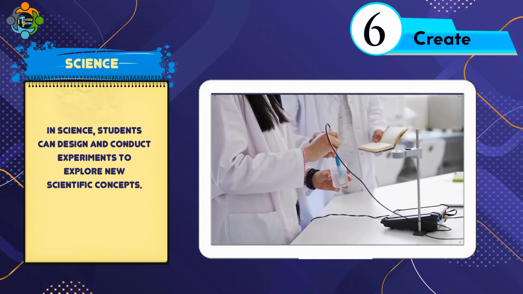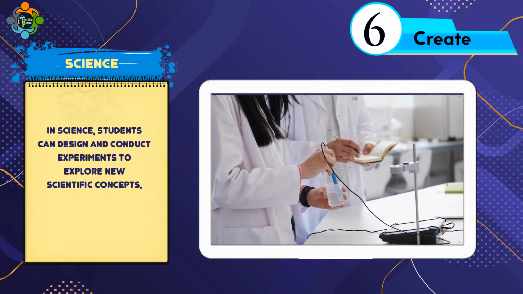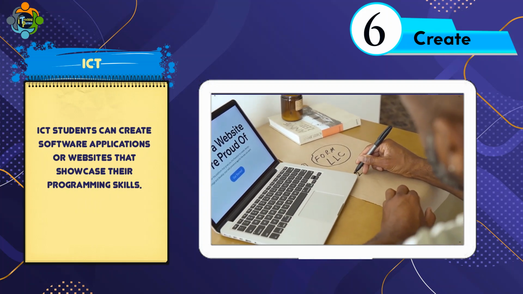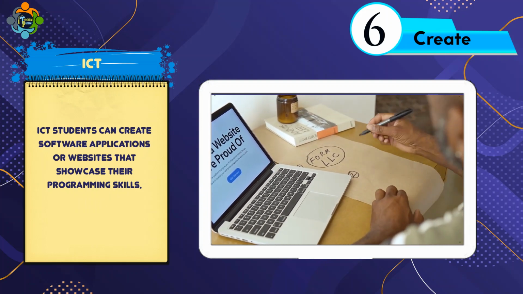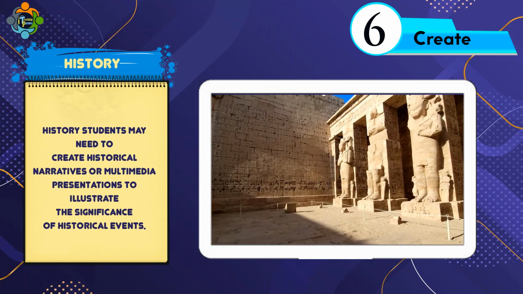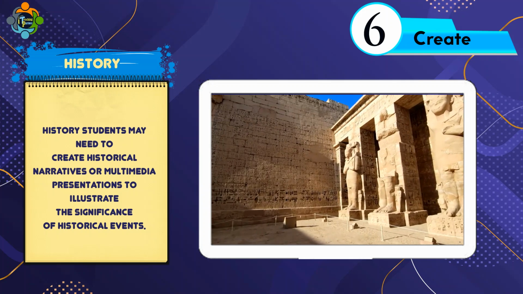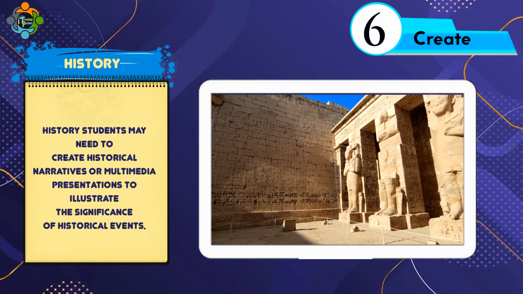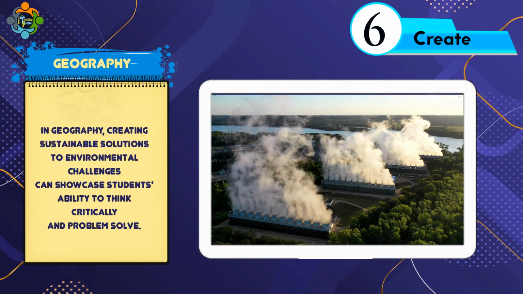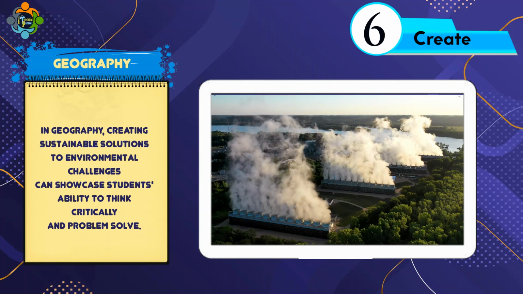In science, students can design and conduct experiments to explore new scientific concepts. ICT students can create software applications or websites that showcase their programming skills. History students may need to create historical narratives or multimedia presentations to illustrate the significance of historical events. In geography, creating sustainable solutions to environmental challenges can showcase students' ability to think critically and problem solve.